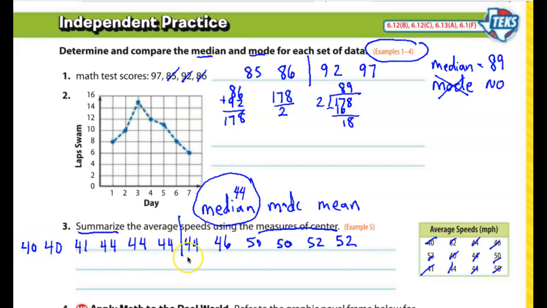Now I'm looking for the mode, and you know what? 40 happens twice, but 50 happens twice, and 52 happens twice. And you're like, well, maybe those are the mode, but they're not, because there's one number that happens a whole lot more than that, and that is 44. So actually, the mode is also going to be 44, which brings us to our friend the mean.